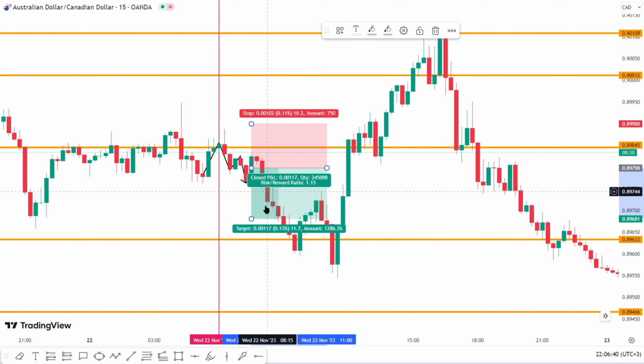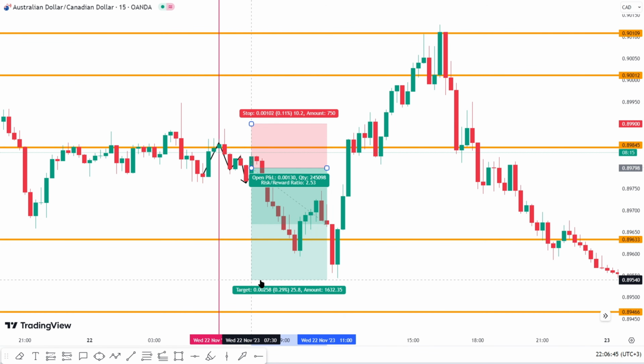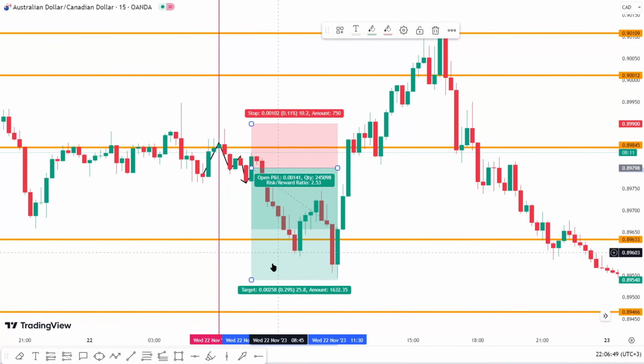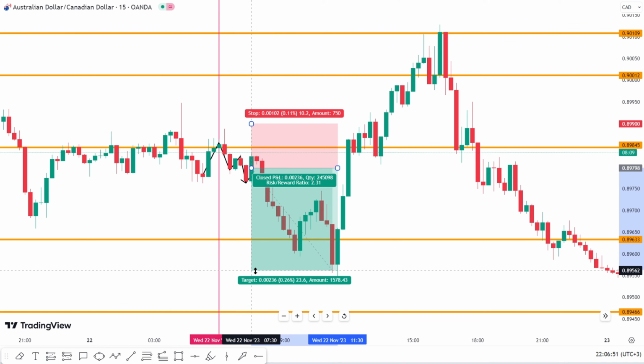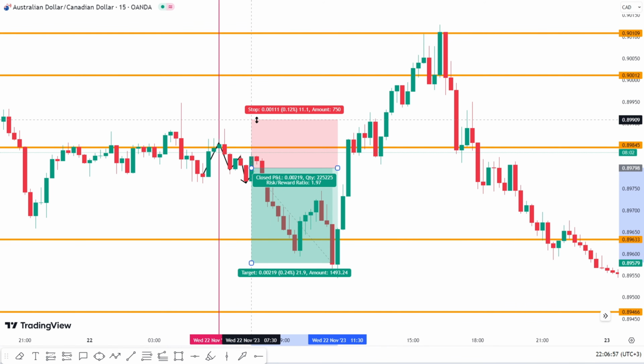If you did a 10 pip stop loss, this market already dropped all the way to over 25 pips. So you could have easily done a 1:2.5 risk to reward ratio here yesterday. If you do a 1:2, that means you are doing 20 pips. However, I have been trading using a 15 pip stop most of the time. So this is what I do.